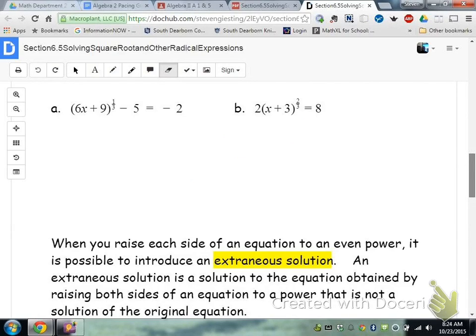So that's why when we get to 6x plus 9 to the 1/3 minus 5 equals negative 2, again, the first thing we have to do is isolate the term with the power. So what has to go away? What has to come off the left side because it's not to the 1/3 power? How are we going to get rid of the -5?